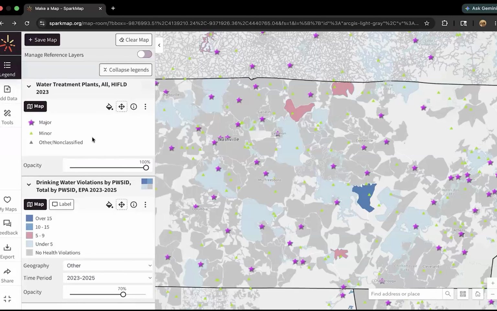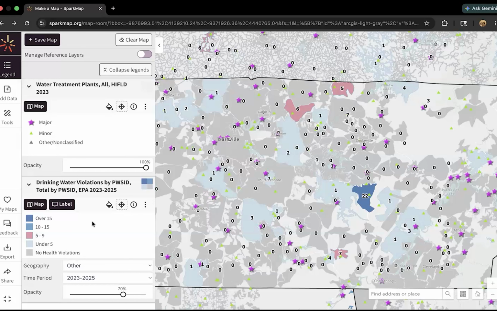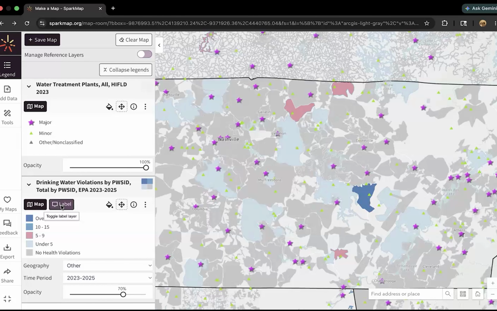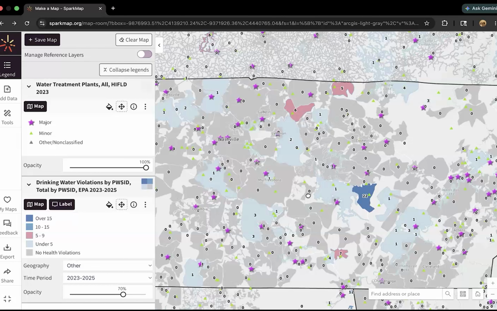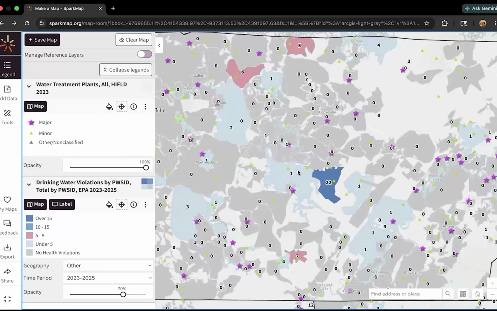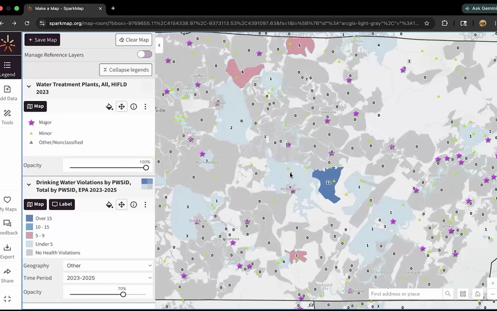One other thing I can do here, going back to the drinking water violations, for anyone unfamiliar with the SparkMap map room: any of the map layers that you add to your map, you can add labels to the map by making sure you're zoomed in and then clicking this label button here. And so as we can see, now on our map, we have a number hovering over the polygon telling us that there has been one drinking water violation in this area, but 22 in this one, right?